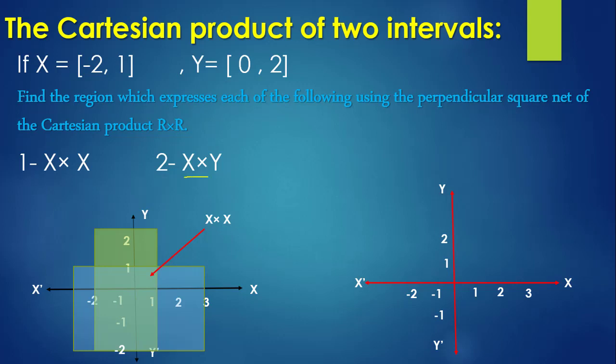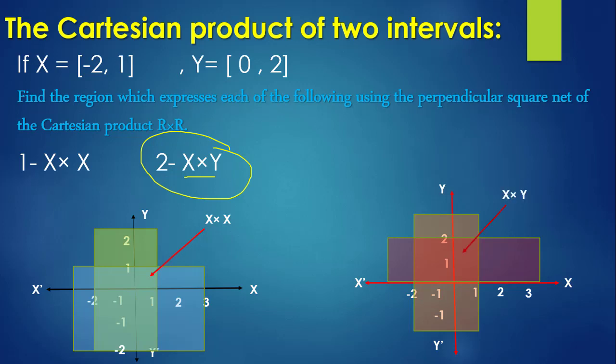What about x by y? Okay, x is -2 to 1, the same way as here. This is x, the first one. Where is y? Y is 0 to 2, from 0 to 2 on the y-axis. So from here, 0 to 2. This is the second. So where is the Cartesian product of x and y? X by y, where is it? The intersection region. Okay, the common region between the two intervals. Okay, so here x by y.